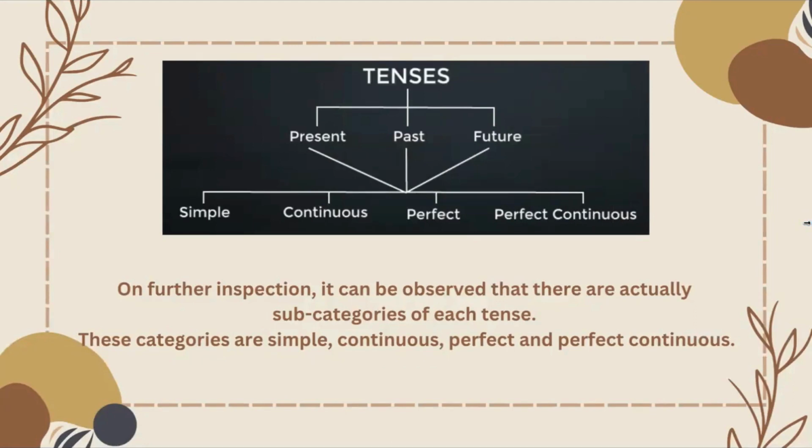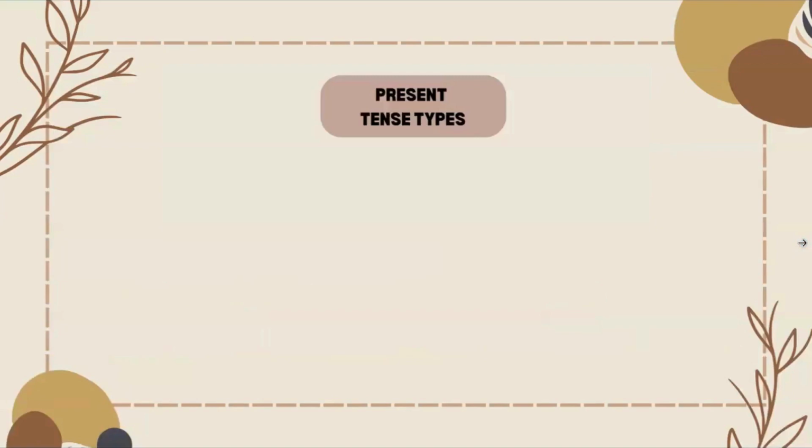Then, within each of these categories, there are just 4 different types of tenses. As you can see, the subcategories of each tense are simple, continuous, perfect, and perfect continuous. So to make this lesson as easy as possible for you, we are going to divide everything into those 4 categories. So let's start with the present tense type first.